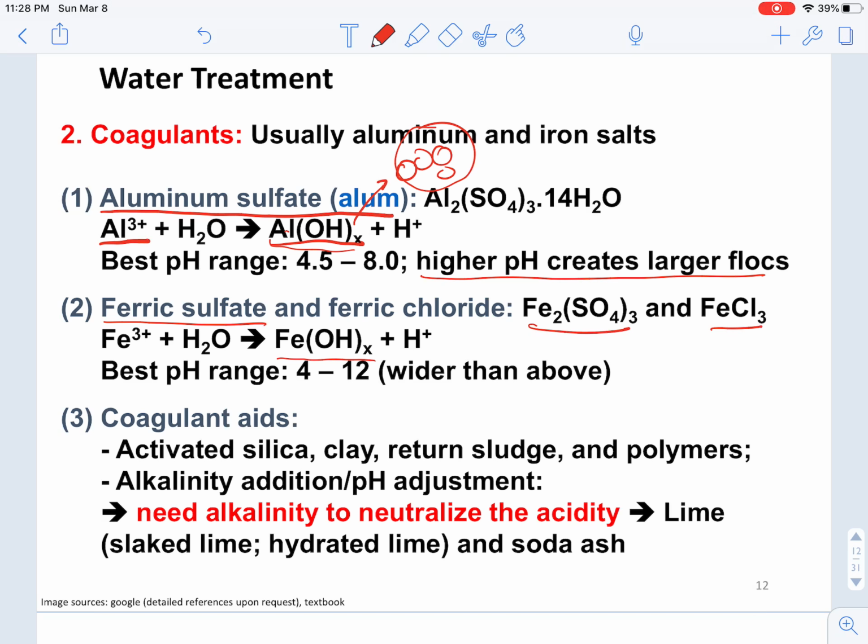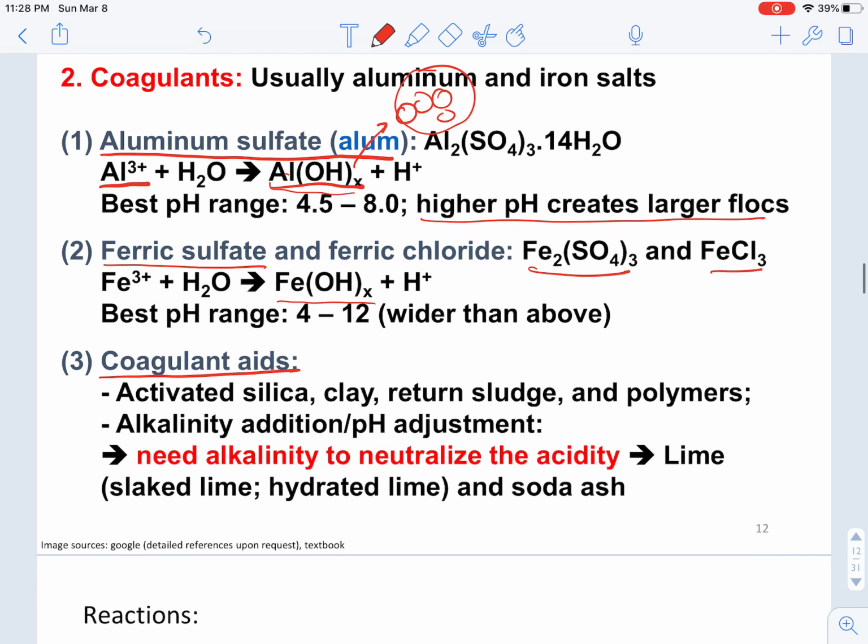So apart from these coagulants, we can also use coagulant aids. Basically, these are additional ingredients we can put into the water to enhance this coagulation process. For example, we can introduce activated silica, clay, or some polymers. The reason why we can introduce activated silica or clay is that if you think about the turbidity in the water, they're basically very small suspended particles of silica, clay, or sand residues, right?